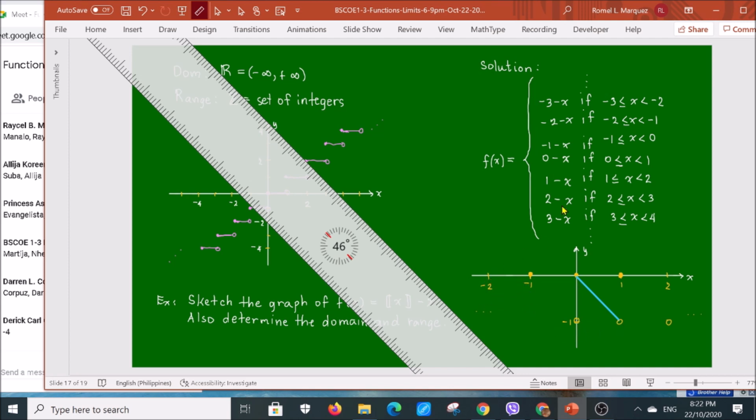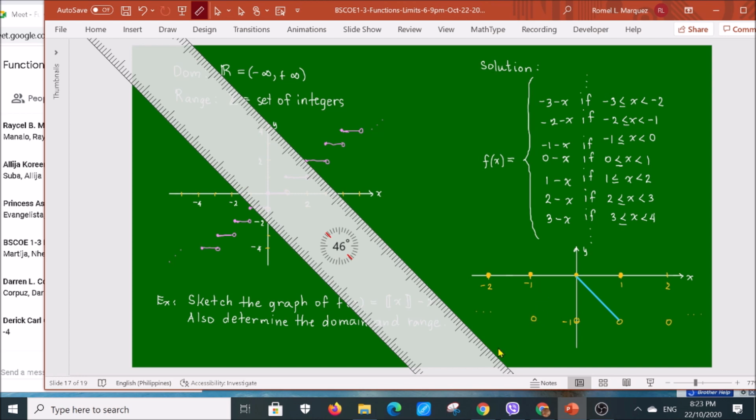When x is negative 2, negative 2 minus negative 2 is 0. So 0 here. When x is negative 1, negative 2 minus negative 1 is negative 1. So again, open here. When x is negative 1, but open. So open here.